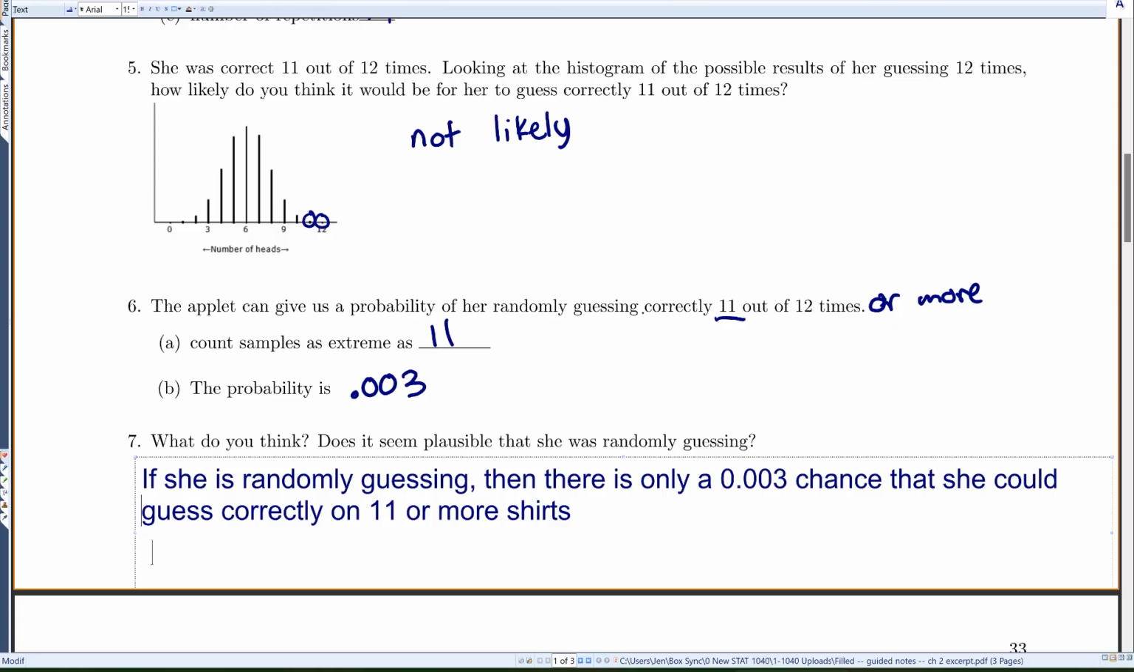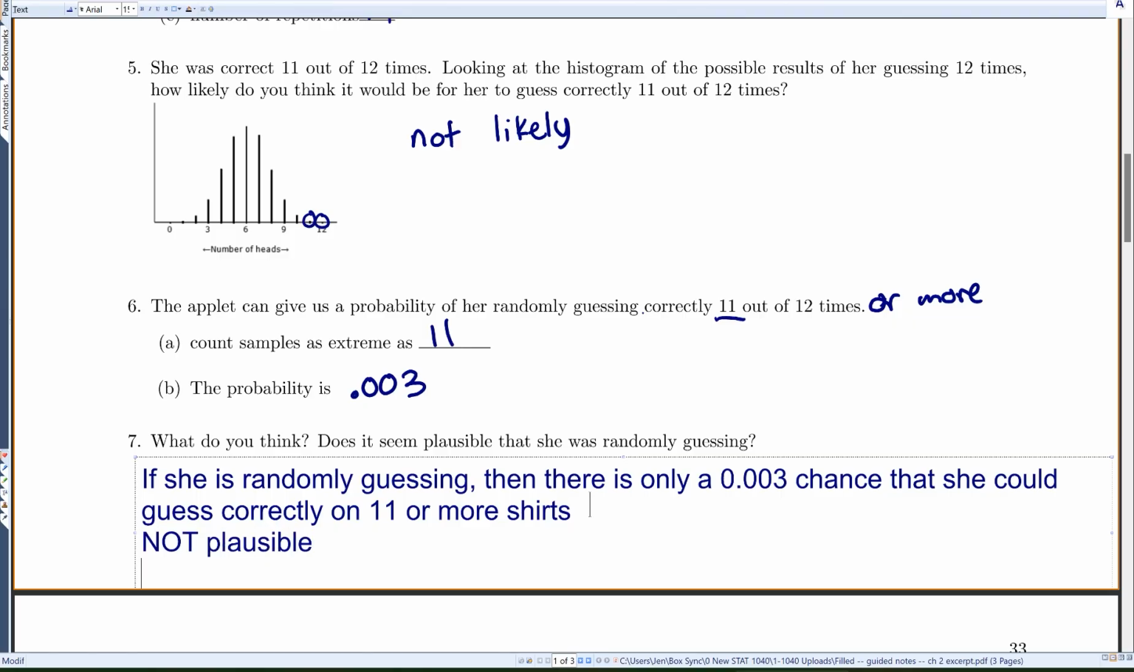And so I say, well, that's a really small chance. That just doesn't seem plausible that she would get 11 or more shirts correct if she was just randomly guessing, because there was only a 0.003 chance that that would happen. That doesn't seem plausible. So I would say not plausible.